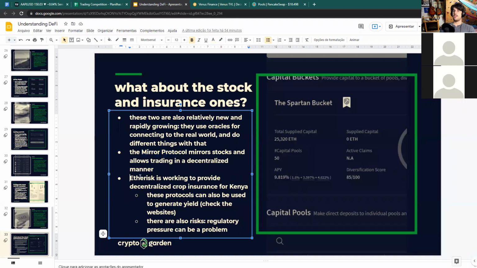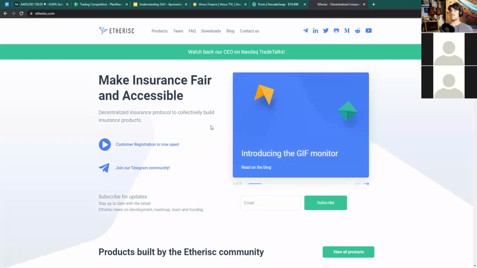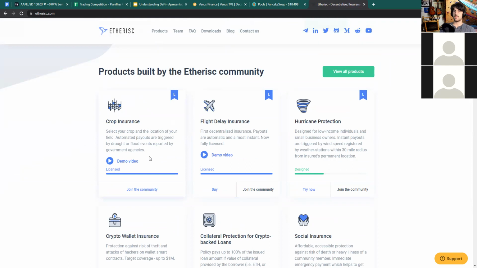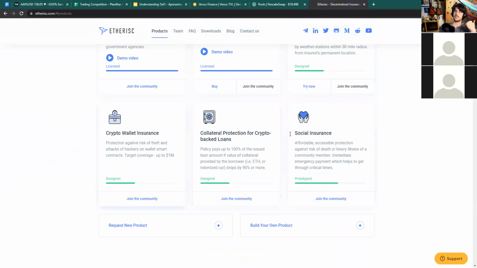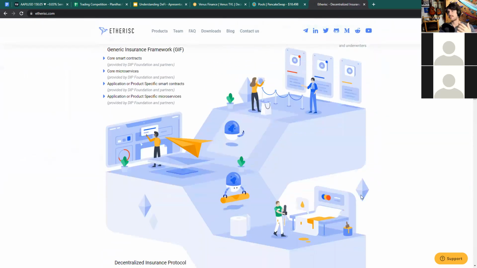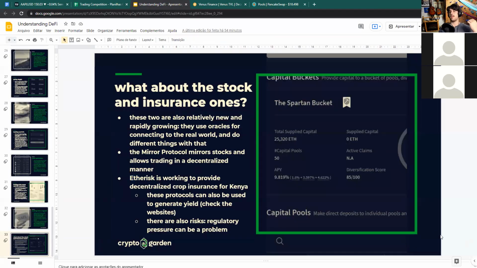There's also the platform that I mentioned earlier, which is EtherRisk. It is aiming to provide insurance protocols for many different applications. Let me see. So flight delay insurance, crop insurance for example, hurricane protection, social insurance, collateral protection for crypto loans, crypto wallet insurance if you get hacked or something like that. So there's a lot of really interesting stuff happening right now, and a lot of interesting applications for smart contracts and DeFi. Okay, so yeah, that was about it.